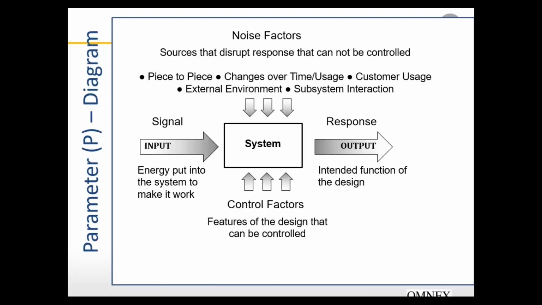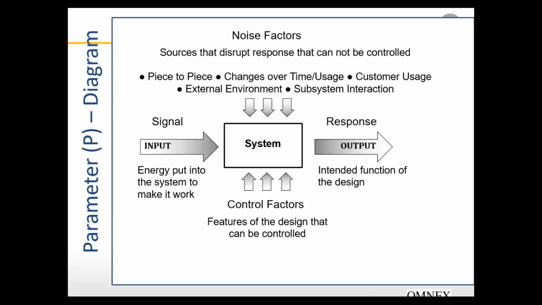The P diagram is called the parameter diagram. It's trying to take a look at the parameters. My ideal system or my ideal product would be just looking at the input, the system, and the output. But we unfortunately do not have ideal systems. We have things that we can modify in the system. Those are the control factors. Those are things that the design engineer has direct control over, can specify, and so forth.